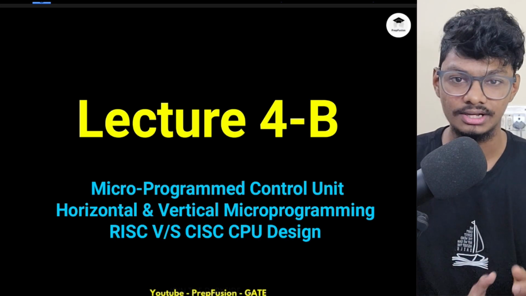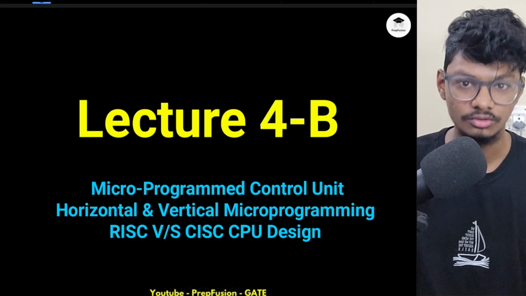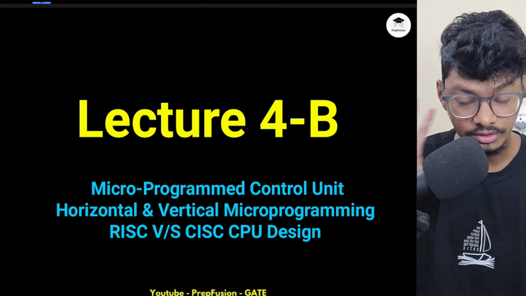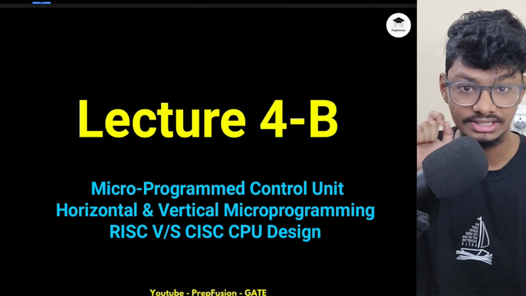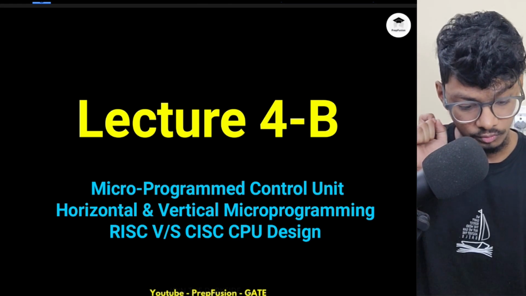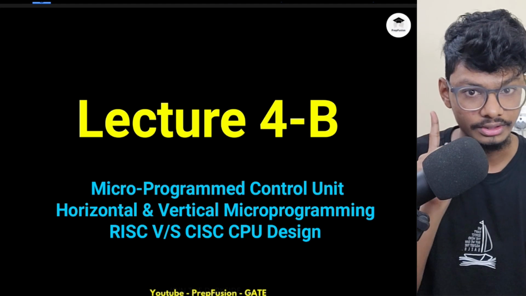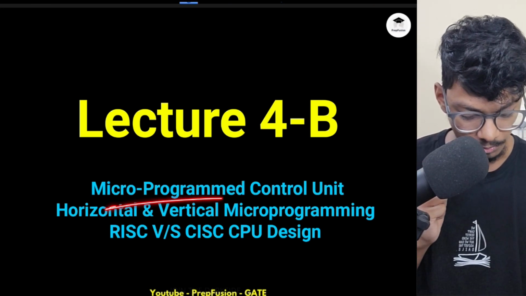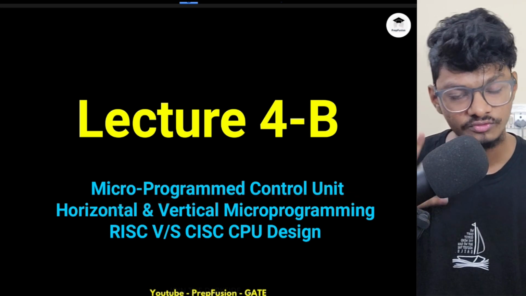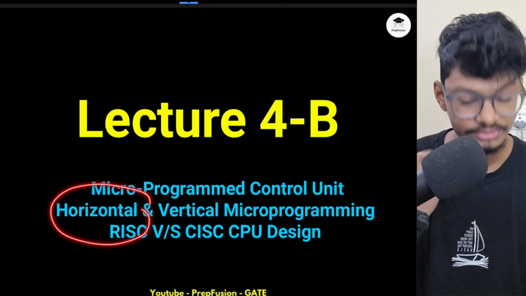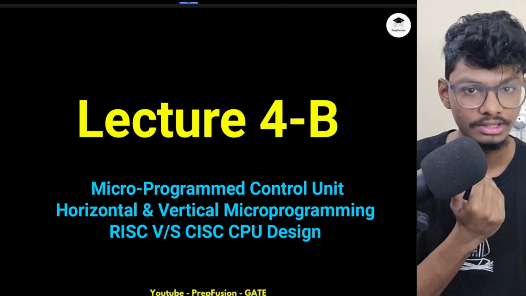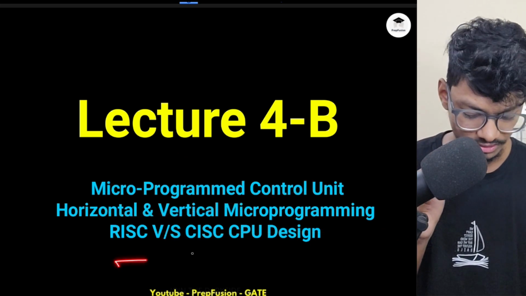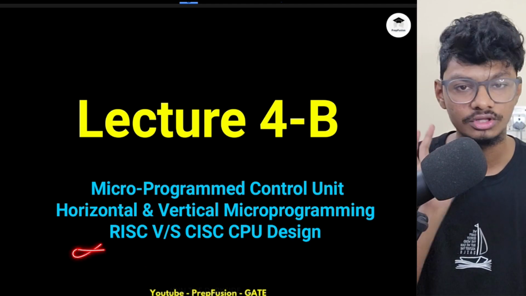So today we'll start the second part of this lecture 4, that is on control units. Up until now we have learned what a control unit does, what a control signal is, what a control word is, and we have learned about one type of control unit, that is the hardwired control unit. So today we learn about the microprogram control unit. We'll do a few questions on that. Also we'll understand the difference between horizontal and vertical microprogramming, which is also a type of microprogrammed control unit, and we'll learn about RISC and CISC CPU design. Just a few theoretical points.